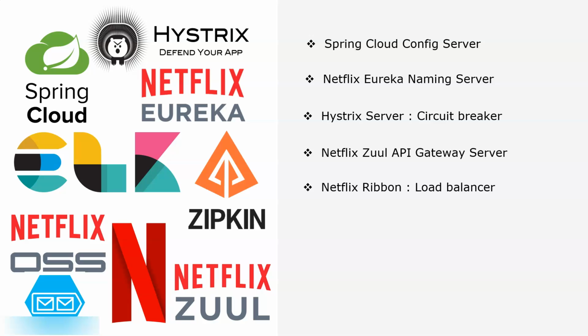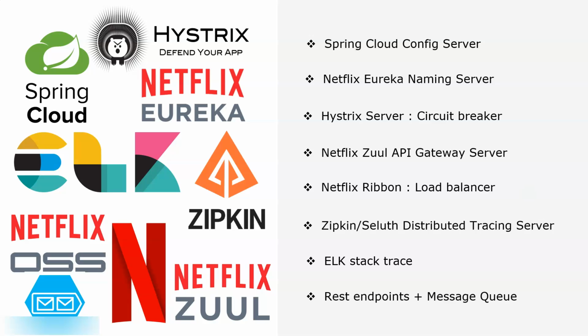After that, we'll discuss Netflix Ribbon, which is a client-side load balancer. Then we have Zipkin, which we use for distributed tracing. And then we'll talk about ELK stack trace. Finally, we'll talk about the communication channels that microservices use, like REST endpoints and MQ messages. Now let's begin the video.